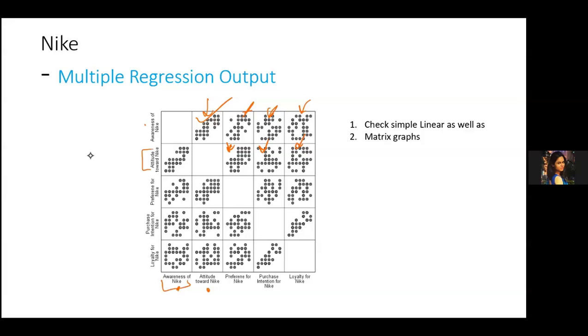Attitude and awareness of Nike. That means ये वाला, isn't it? Yes, ma'am. Tell me second and third. Which one you can see कि एकदम linear है? Purchase intention for Nike and loyalty for Nike. Purchase intention and loyalty, yes. Then loyalty for Nike and purchase intention for Nike, that repeats. Okay. So purchase intention और इसमें हमारा सबसे ज़्यादा high correlation भी. So yes.